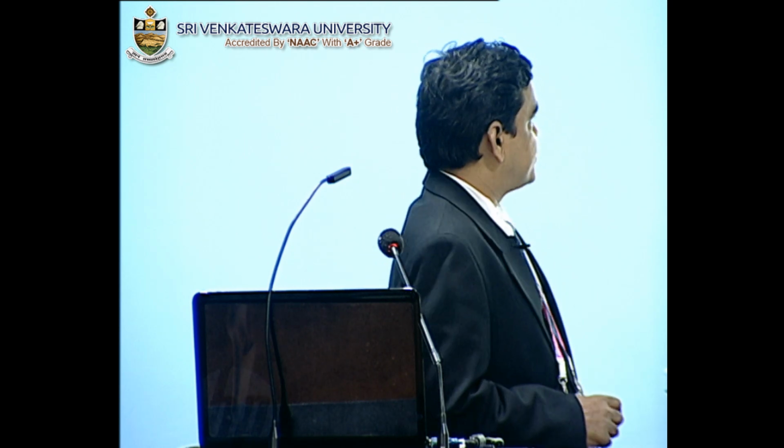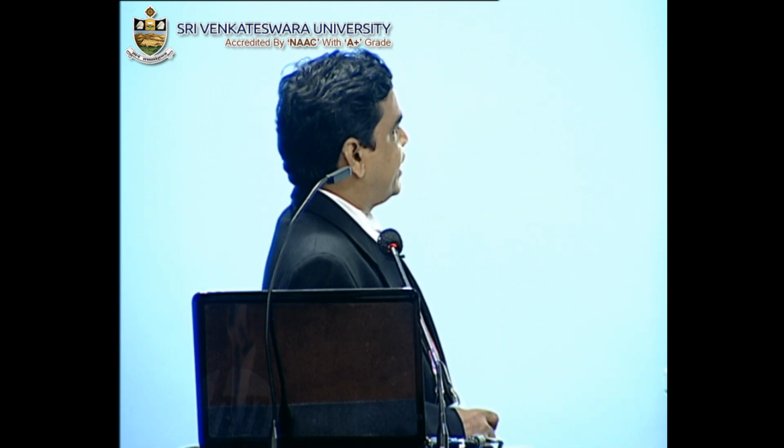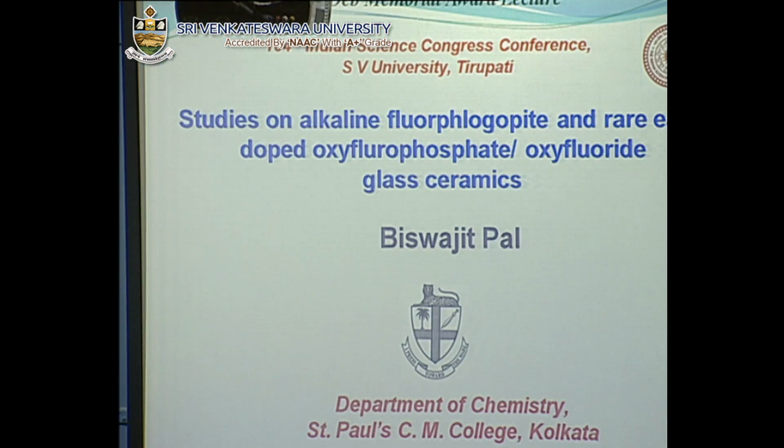My topic is a little bit different from the earlier two lectures. It is on studies on alkaline fluorphlogopite and rare earth doped oxyfluorophosphate and oxyfluoride glass ceramics. As you see here, I'll be discussing potassium fluorphlogopite, barium and strontium fluorphlogopite. These fluorphlogopite materials are very important nowadays, as they are widely used for the development of dental ceramics. And also the rare earth doped oxyfluorophosphate and oxyfluoride glass ceramics.